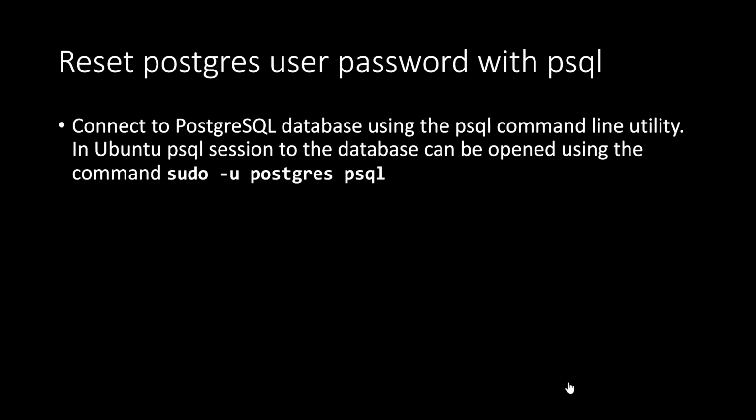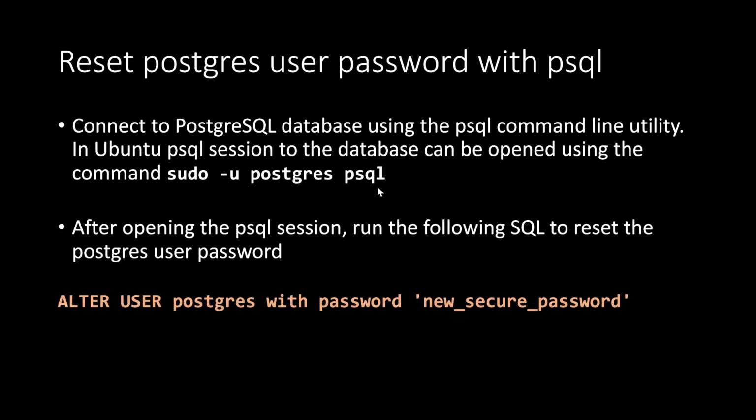So I can connect to my PostgreSQL using psql, and there I can run my commands to reset the postgres user password. In Windows, you will directly get access to psql from your start menu, and in Ubuntu, you need to use sudo -u postgres psql to access the psql command line utility. And after you get access to it, you can just run this command: alter user postgres with password and some new password, to reset the password of the postgres user.